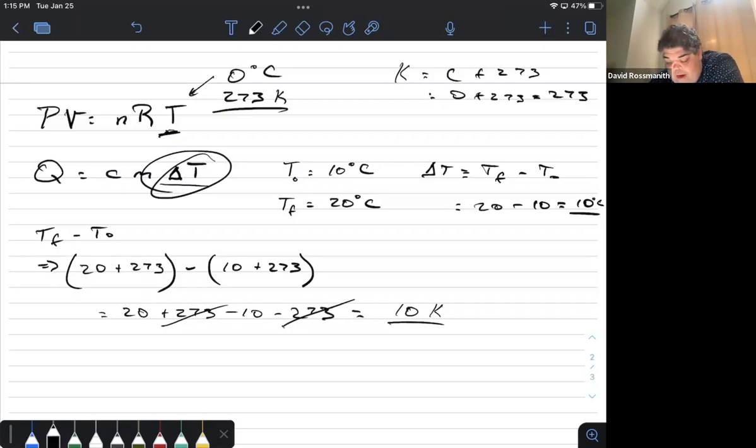So whenever you see an equation which wants temperature, convert, you have to. When you see an equation which has delta T or change in temperature, then either convert if you'd like or leave it in Celsius. Either way, the number itself will be the same number.